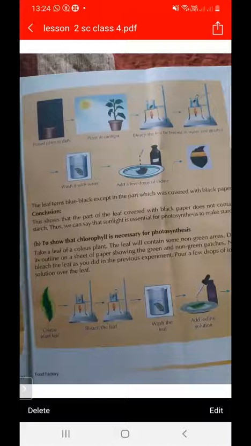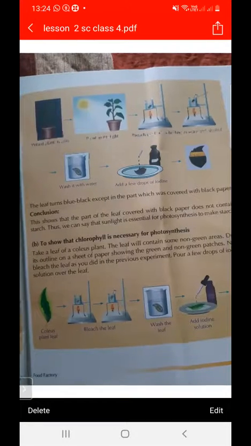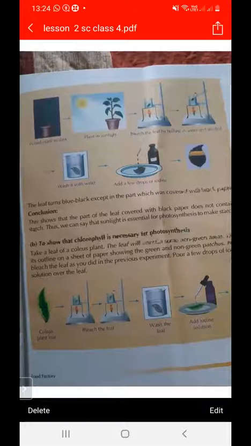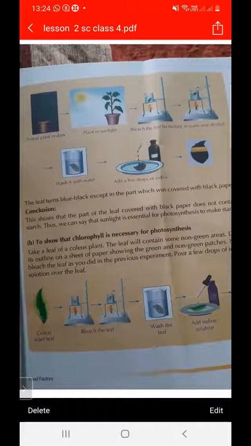What you have learned in activity 1: what do you mean by bleaching of the leaf? When we boil the leaf in water and then in alcohol, the green portion of the leaf disappears, and this is called bleaching of the leaf.